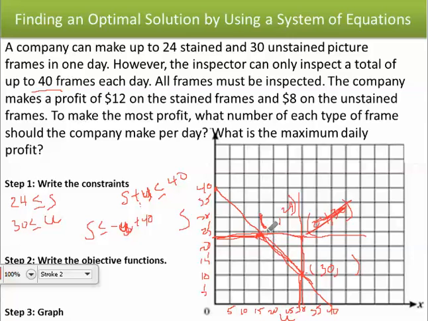Okay? So if I know it's 24, that means this one must be at 16. How'd I get that? Well, 16 plus 24 would be 40. And this one over here, if this one's at 30, this one must be at 10. So it's going to be one of these two vertexes, or this one over here, or this one here, that's going to be my maximum profit. My objective profit that I'm looking for here is they make $12 on stained and $8 on unstained. So we need to write these points down so that we don't lose them, and that means I'm whipping out a pen real quickly here because I don't have it written down in front of me.